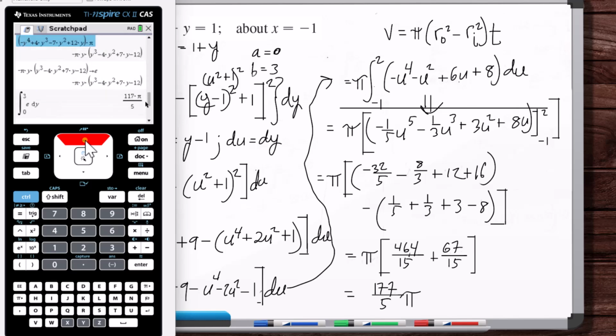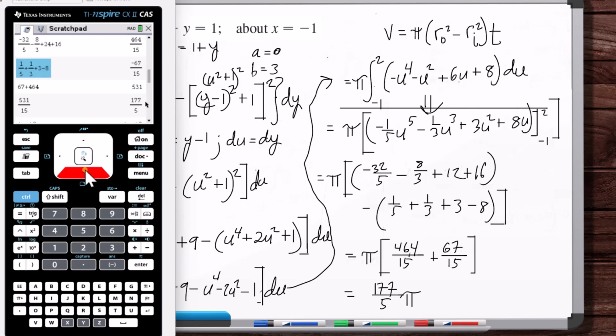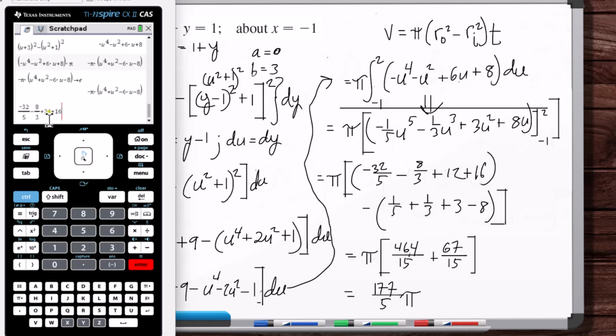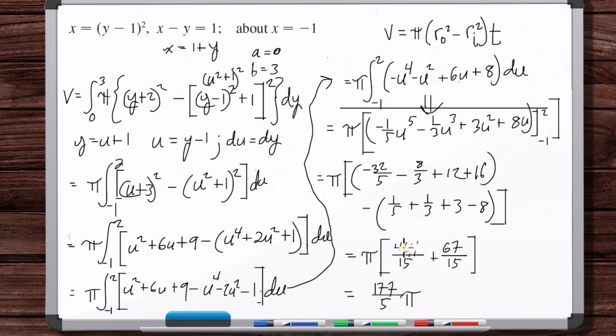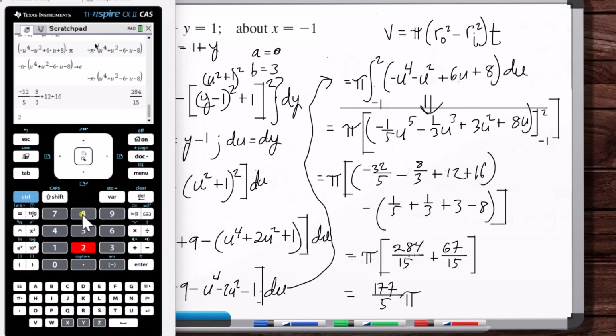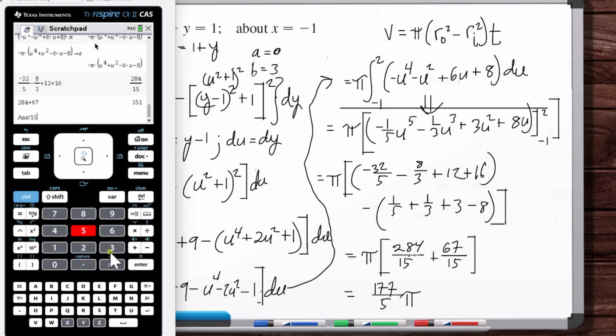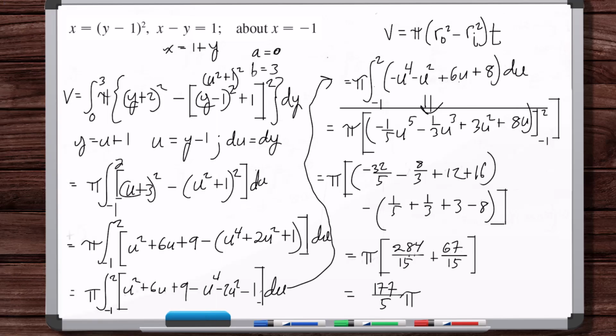Okay. 284 over 15. So 284 plus 67 divided by 15 is 117 over 5. There we go.